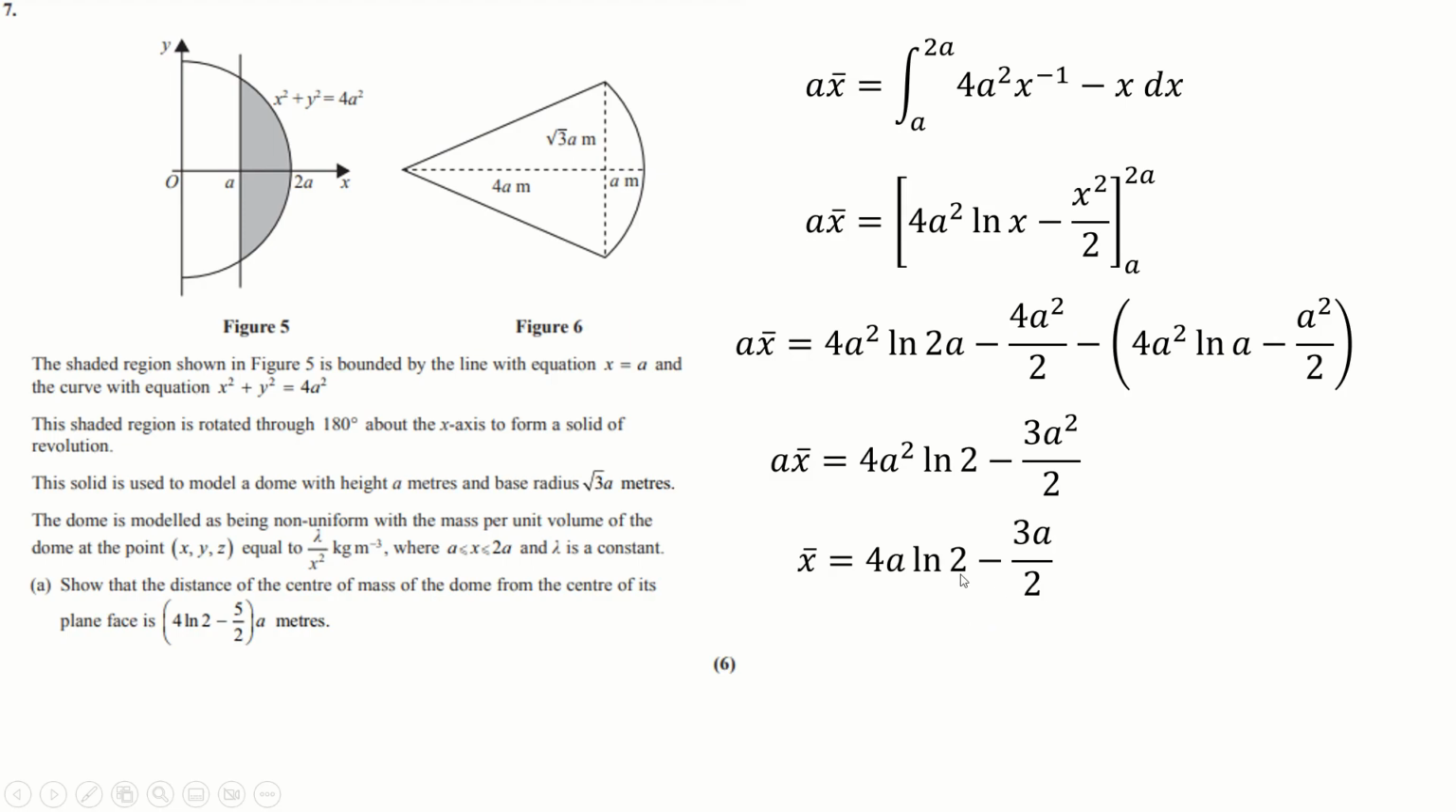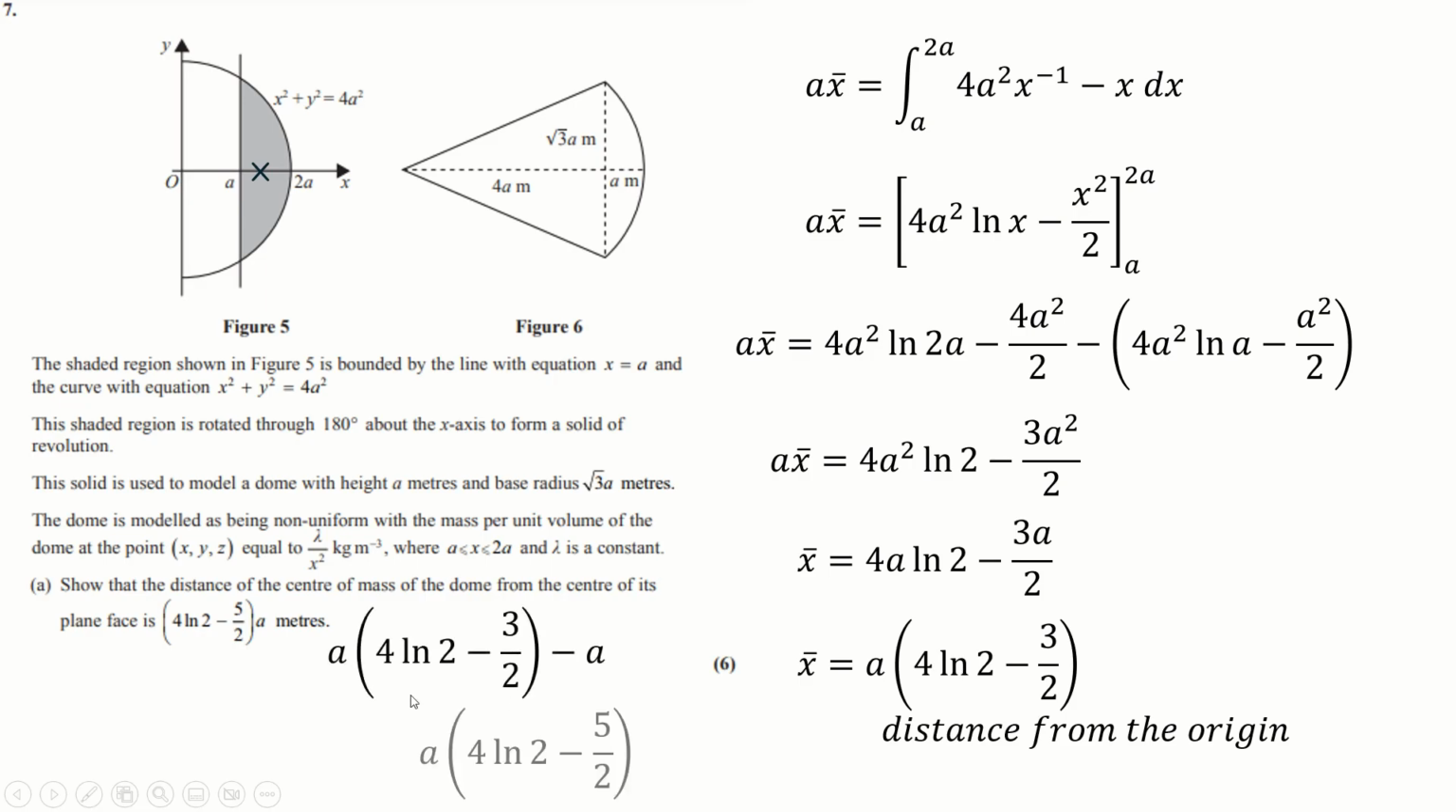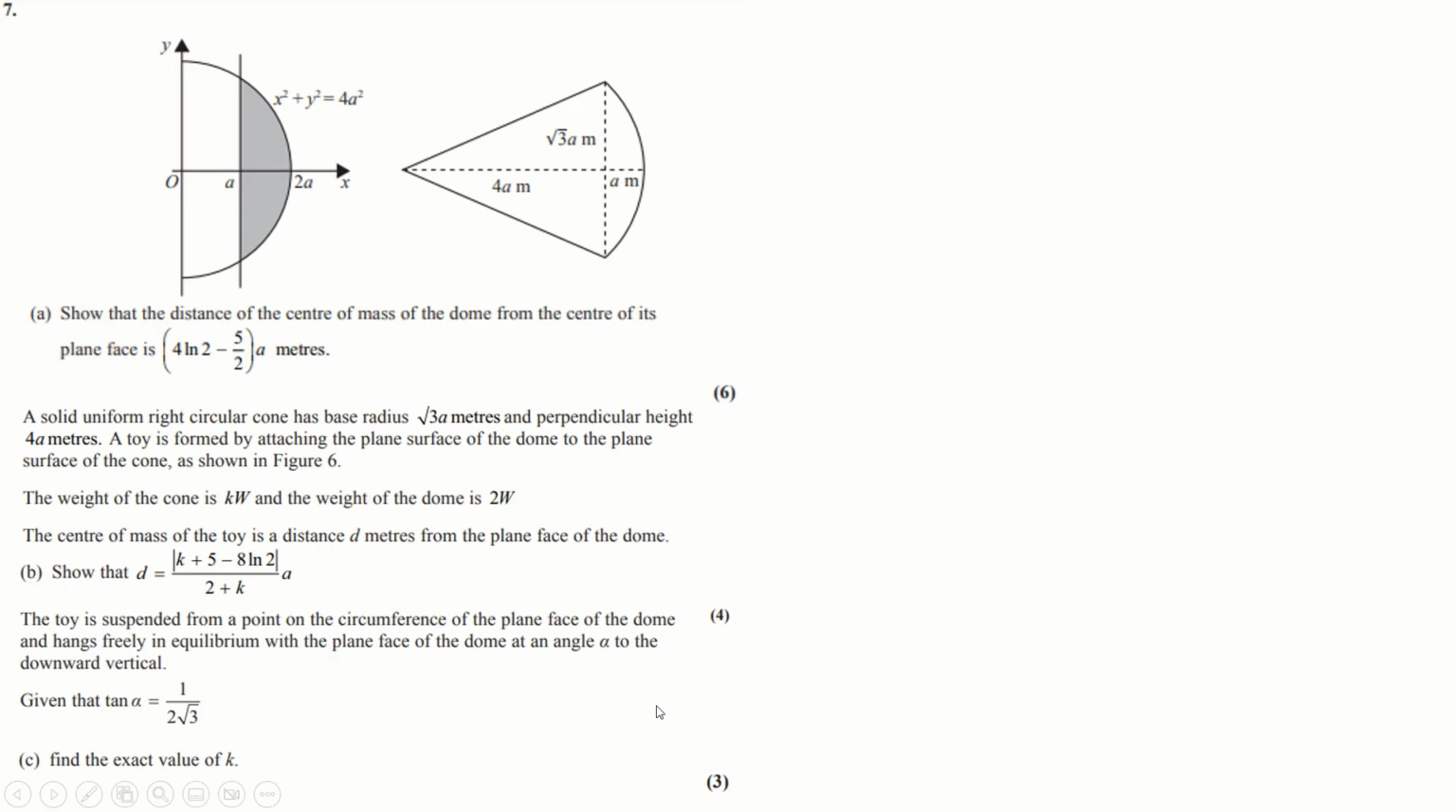And I spent a long time staring at this, figuring out where my mistake was, why that wasn't a 5. But of course, it's just because this says center of mass from the center of its plane face. So essentially, I've just found the distance that the center of mass is from the origin. So I need to now take away this a to find this little distance here. So just do this, take away a, and you will end up with what they were asking for, which is good.